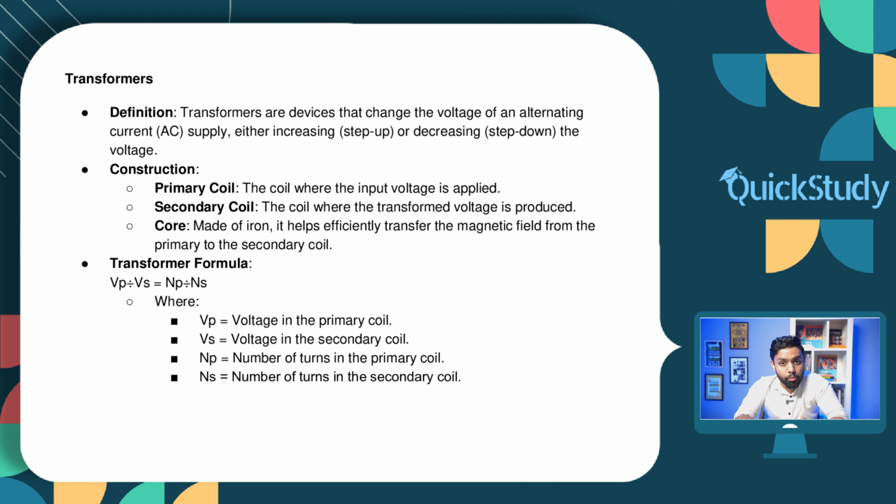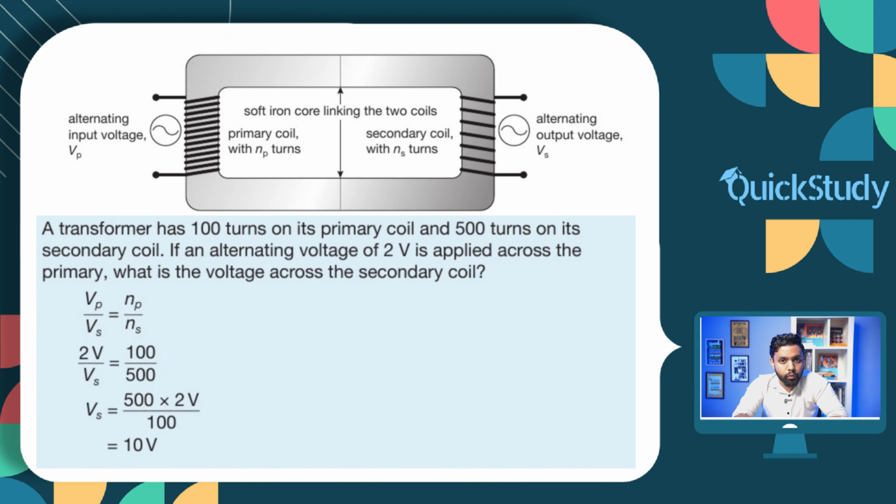We have a formula which shows how the voltage is being transformed, which is Vp divided by Vs is equal to Np divided by Ns, where Vp is the primary voltage and Vs is the secondary voltage. Similarly, Np is the number of turns in the primary coil and Ns is the number of turns in the secondary coil. This figure shows how a transformer is formed. It shows the primary coil and the secondary coil, and also how the voltage is inputted and what the output voltage is. So let's do an example with the formula we just learned.